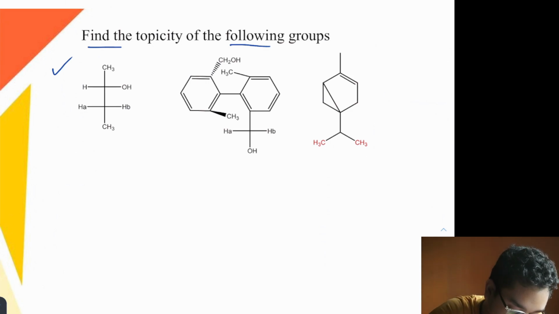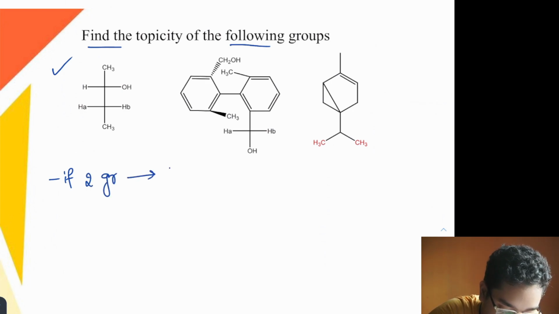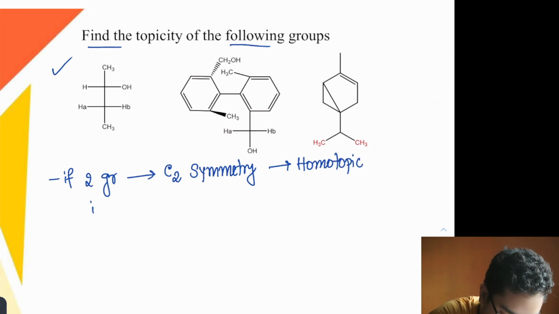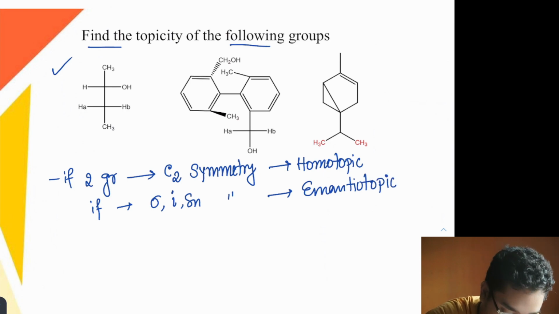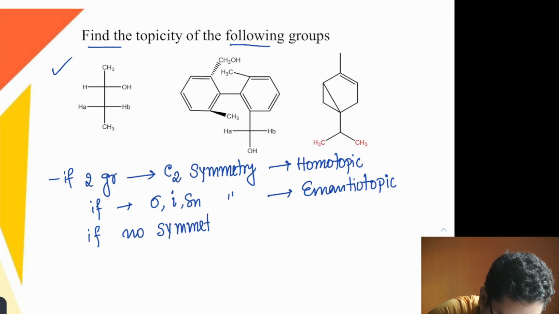So first, I write the simplest rule here. If two groups can be interchanged by C2 symmetry, then they will be homotopic. If sigma, i, or Sn symmetry, then they will be enantiotopic. If no symmetry, then they will be diastereotopic.